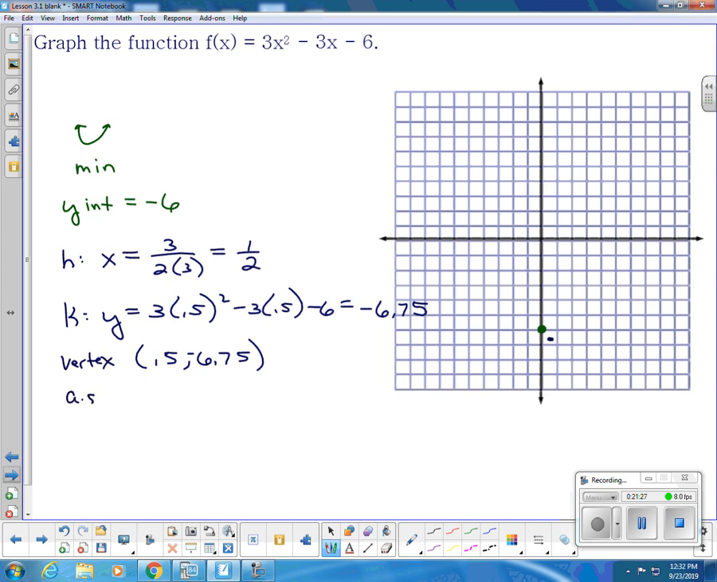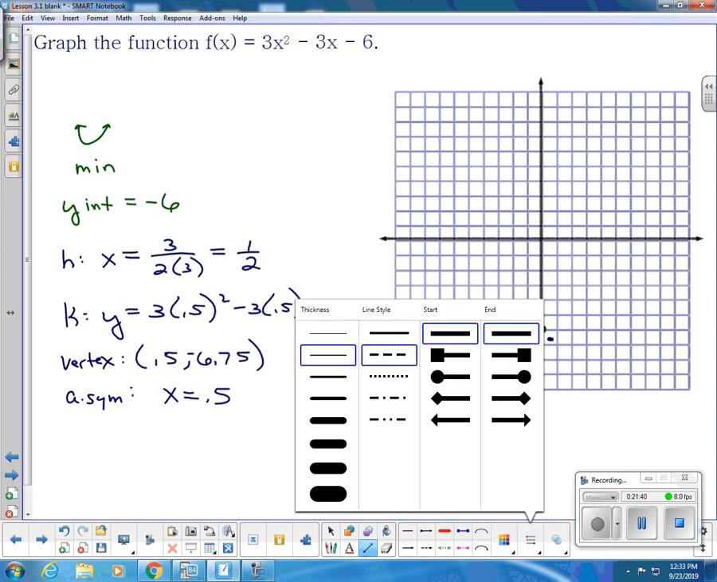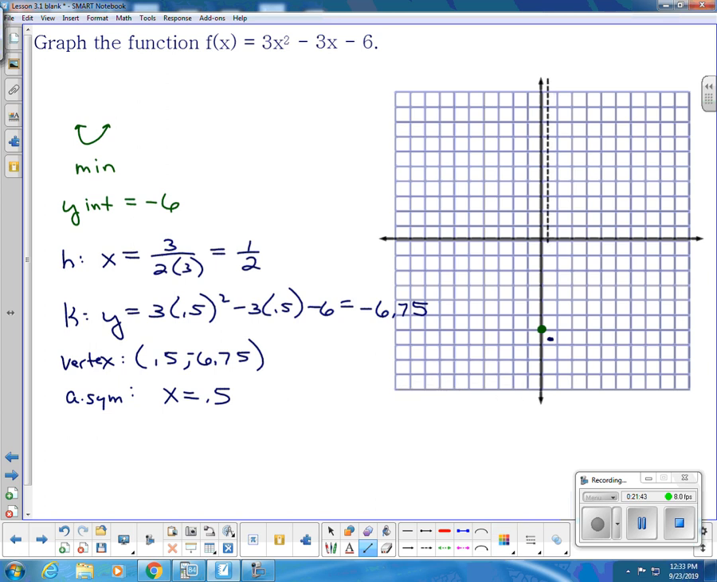What is the axis of symmetry? x equals 1/2. Right? So I can draw my axis of symmetry. Okay. Remember, your axis of symmetry is a mirror, yes? So everything on one side gets reflected on the other side. So I have my y-intercept here. I can go to the other side, same distance, and find another point. Yes? Okay.